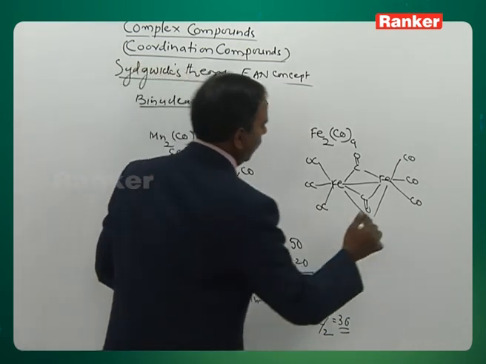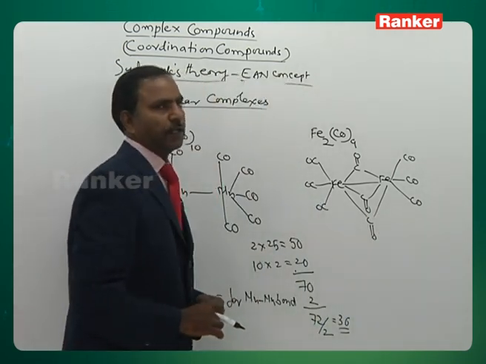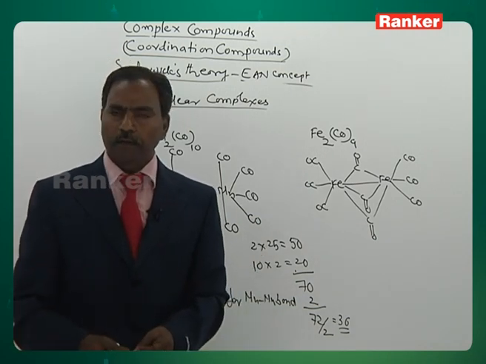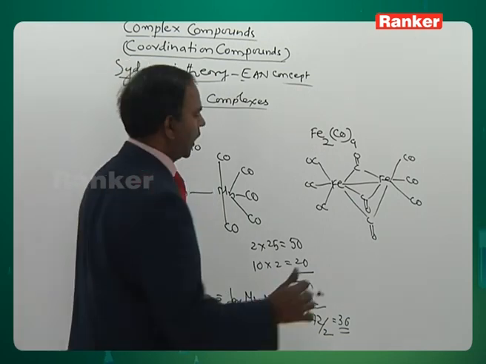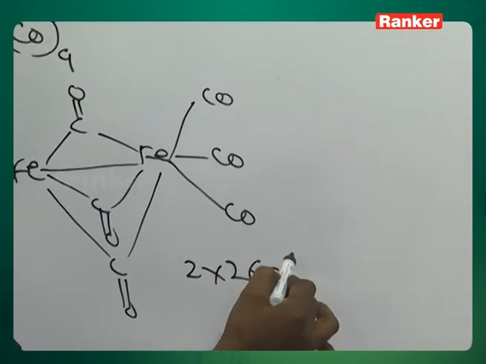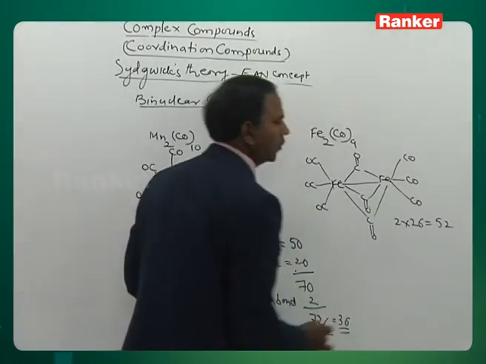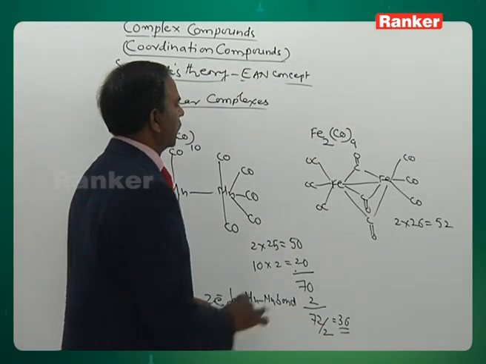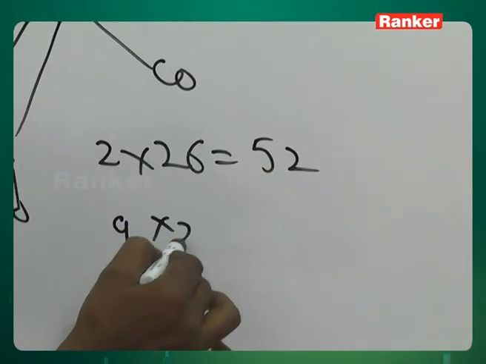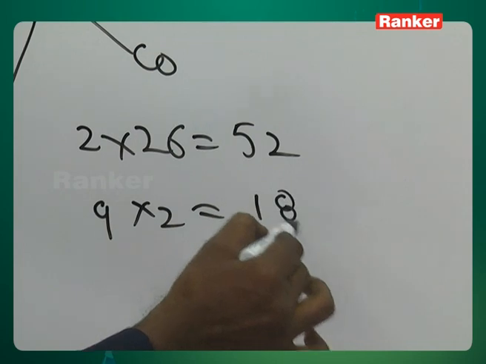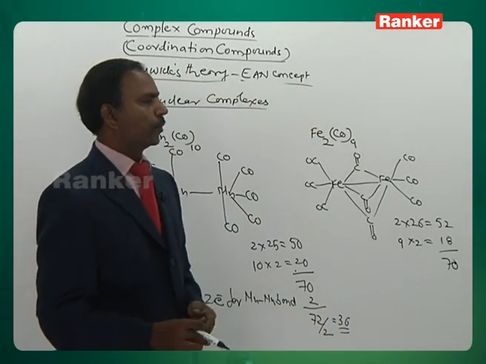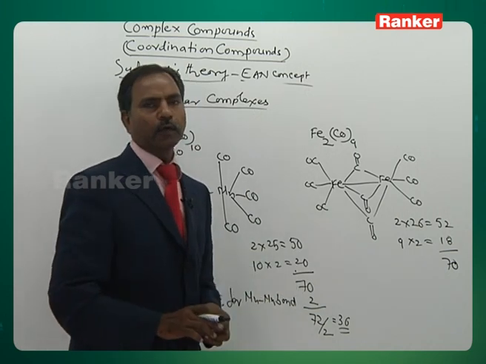What is the atomic number of iron? How many irons are there? 2 irons are there. Since it is a carbonyl complex, the oxidation number of iron is 0. Then 2 into 26, just now what I said, it comes to be 52. Then 9 carbonyl ligands, 9 into 2 equals 18 again, total coming to be 70. 70 shared between 2 metal atoms, again comes to be 35.